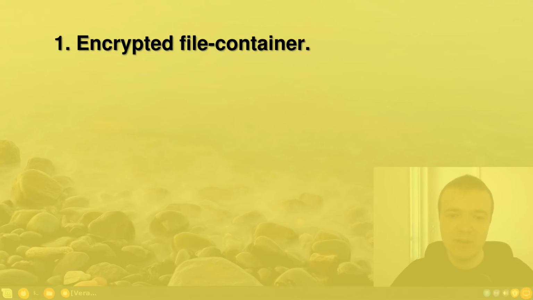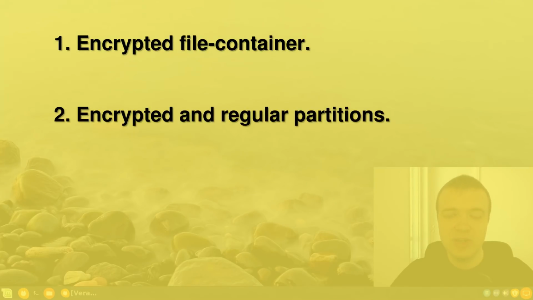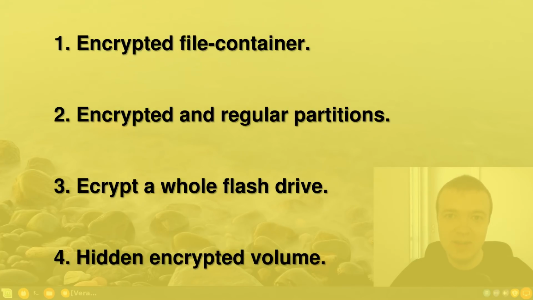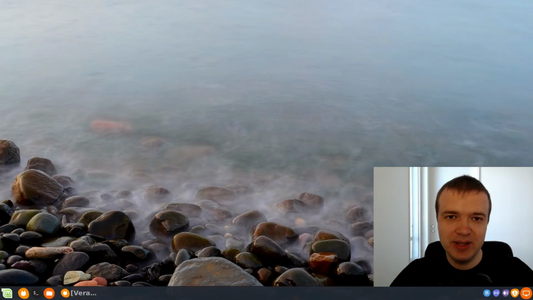Similarly to the first option, you can also split your flash drive into two parts. One will be encrypted and another will be a regular partition. You can encrypt the whole flash drive. In this case, you would have to use the encryption passphrase every time you want to use your flash drive. Finally, if you really have something to hide, you can create a hidden encrypted volume. This is to protect yourself from a case when you are forced to reveal the password for your encrypted data.